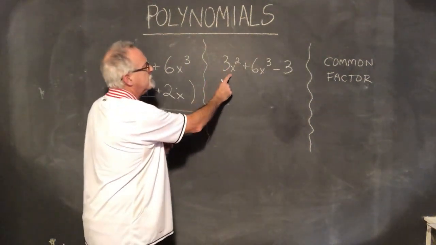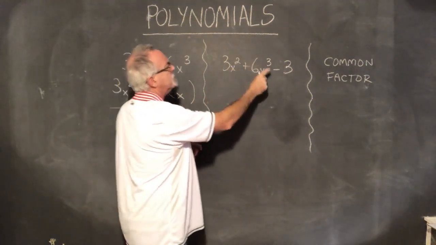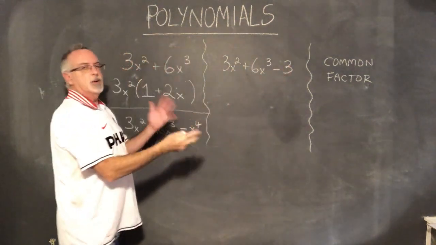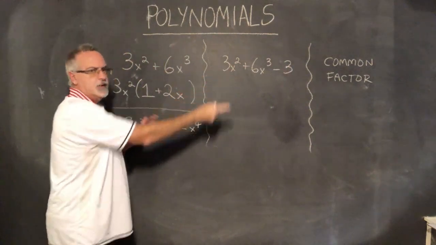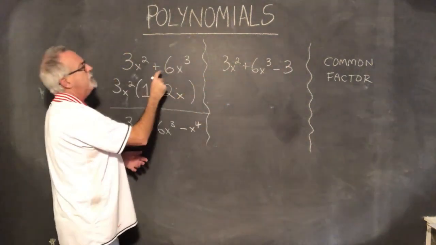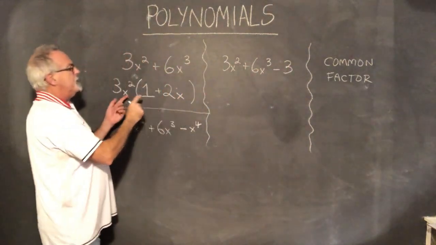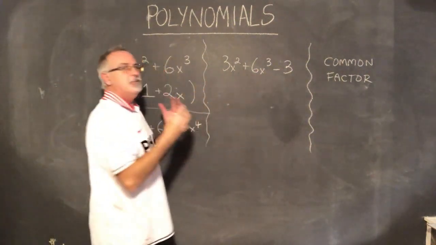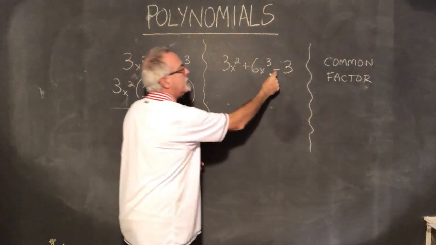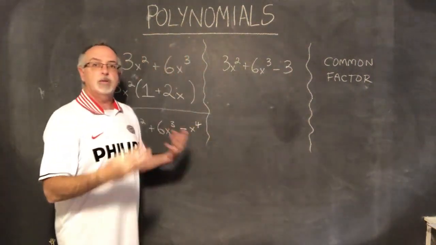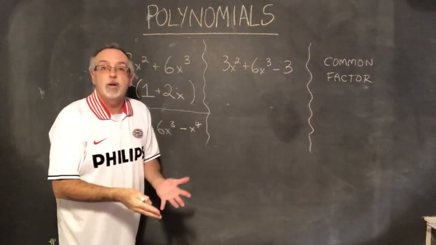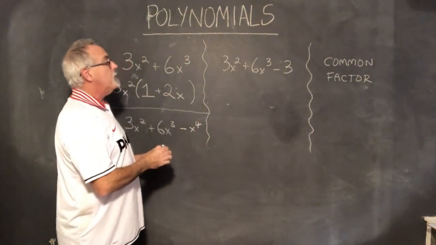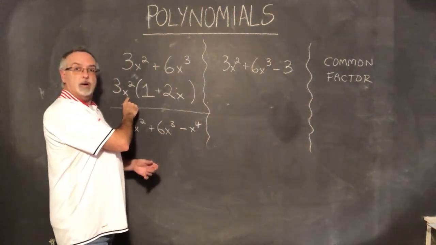So, what is going to be the greatest common factor of 3x squared plus 6x cubed minus 3? We notice that there's a big similarity between my two examples. They both have 3x squared, they both have 6x cubed. So therefore, maybe I can factor 3x squared out as the greatest common factor. But no, that's not going to work because this last term here just has minus 3. It doesn't have any variables or exponents. So I'm not going to be able to factor the x squared part out.